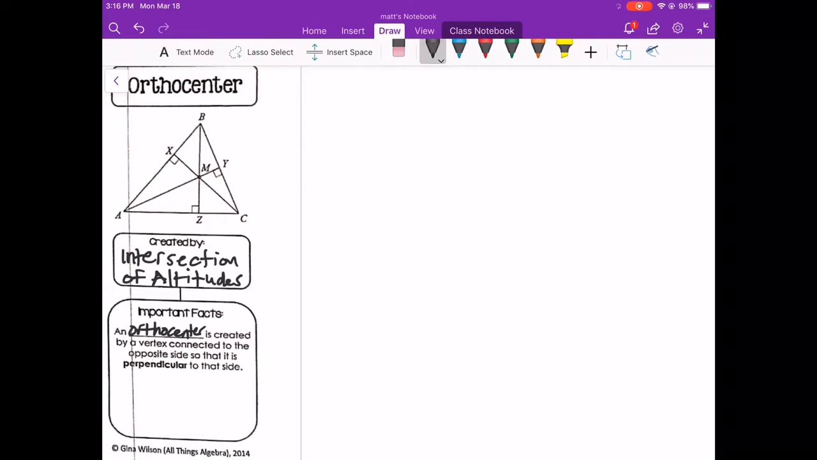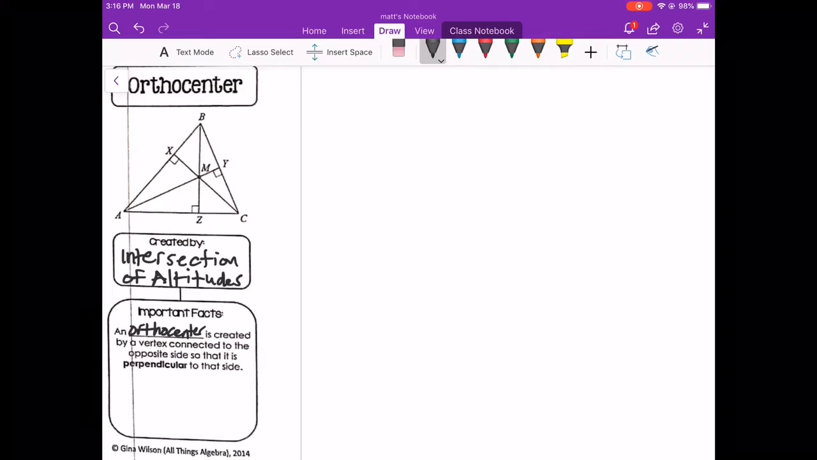Our last point of concurrency is the orthocenter, and it's the intersection of the altitudes. So remember that an altitude is the height of a triangle, or it's the perpendicular distance from an angle to the opposite side. So notice these right angles indicate that perpendicular. X, nor Z, nor Y are midpoints. They're not. They're just where that segment would be drawn from C to the segment BA, indicating that perpendicular distance or the height of that triangle. So the intersection of the altitudes is the orthocenter.